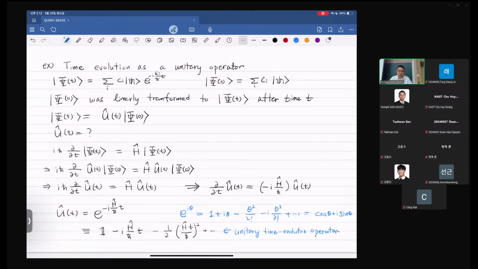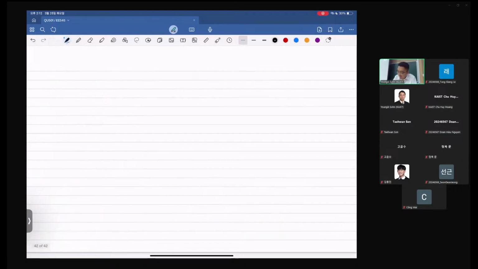Okay, so this is too abstract, I think. So let's, one second, three minutes left. Let's continue because we'll need to hurry up a little bit.